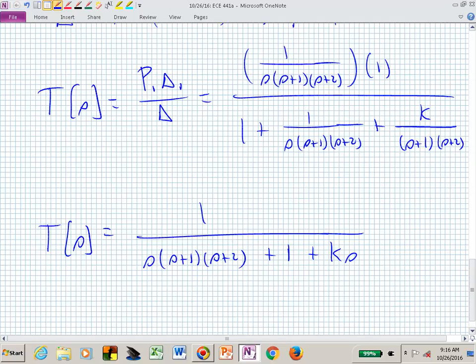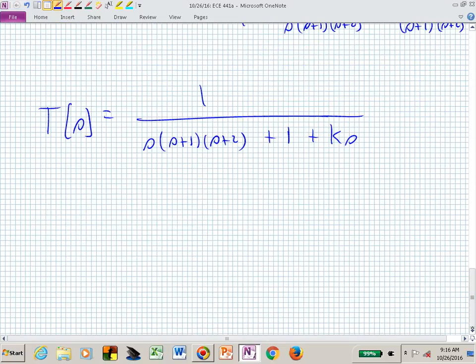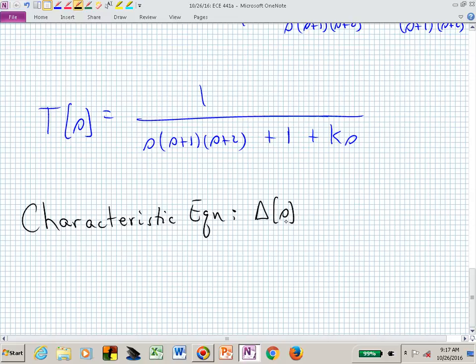But you can see that this is not the traditional block diagram that we're interested in finding, but what is our characteristic equation? Or what we are now referring to as the characteristic equation. That's just our denominator in our closed loop transfer function, which in this case is this s times s plus 1 times s plus 2 plus k times s plus 1.